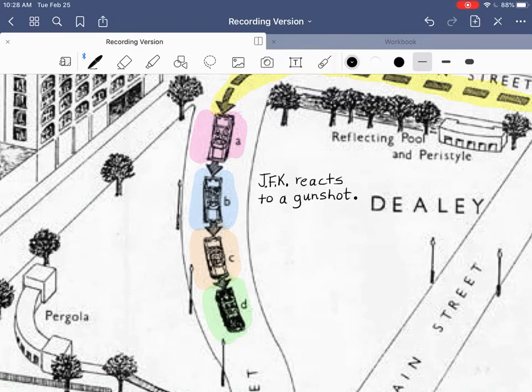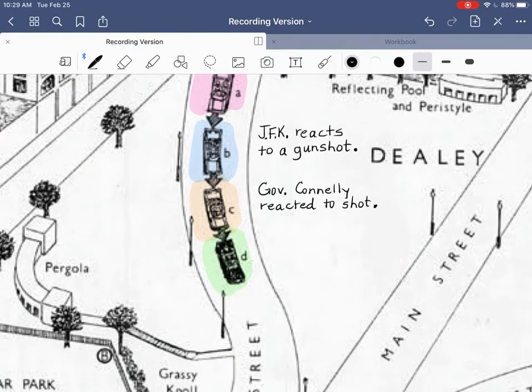At point C, and remember this is all happening just within a couple of seconds, Governor Connolly, who was the governor of Texas, also was shot. He reacted to a shot. He was hit and he reacted to that shot. So that's at the orange.